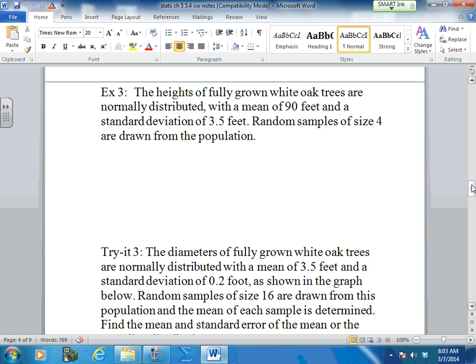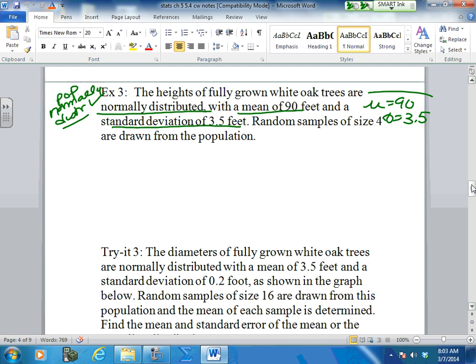Let's try another one. The heights of fully grown white oak trees are normally distributed. This tells us our population is normally distributed. And that's good for us because once our population is normally distributed, we know that our samples are going to be normally distributed. They're going to follow your normal curve. So we can use any size now. So it has a population mean of 90 and a standard deviation of 3.5.